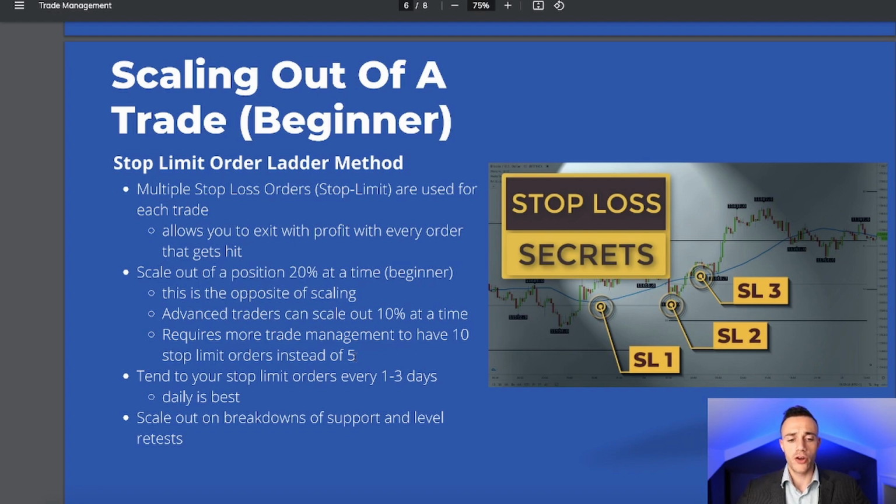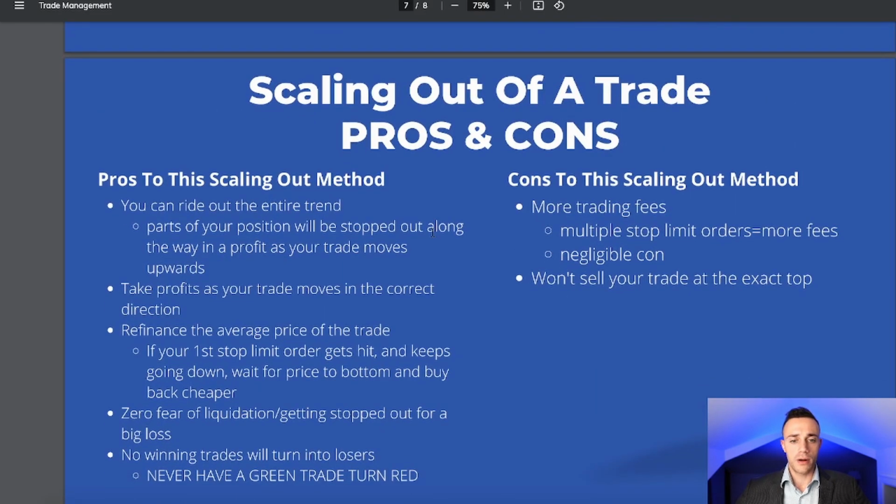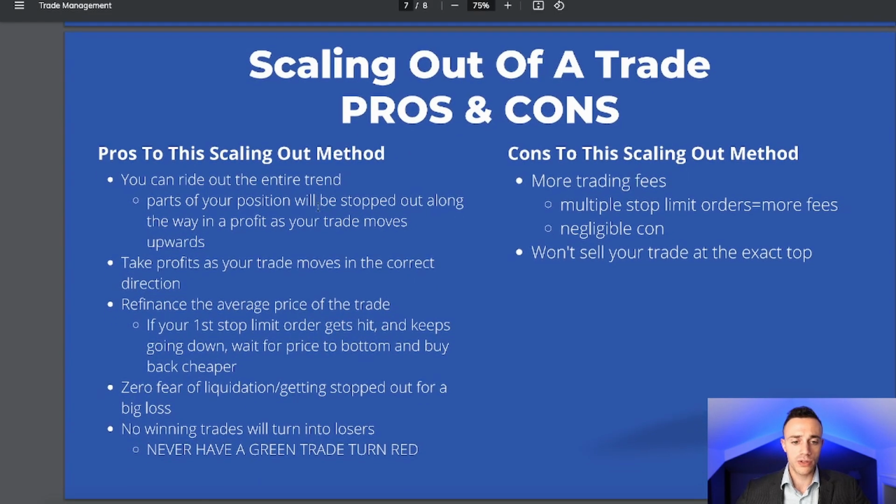Like I said, if you're brand new, you might have to watch this one more time to really understand what I'm saying. But if you've traded before, if you have experience, you should be able to pick this up. All right, now before we get into the examples, let's talk about the pros and cons of this scaling out method. So the pros to the scaling out method is you can ride out the entire trend.